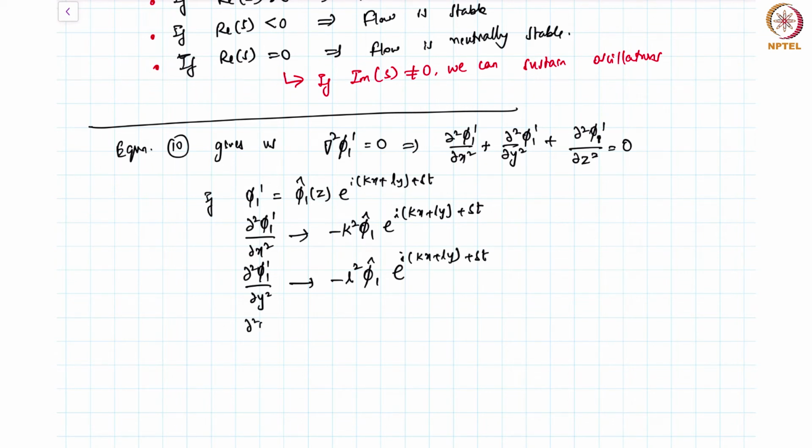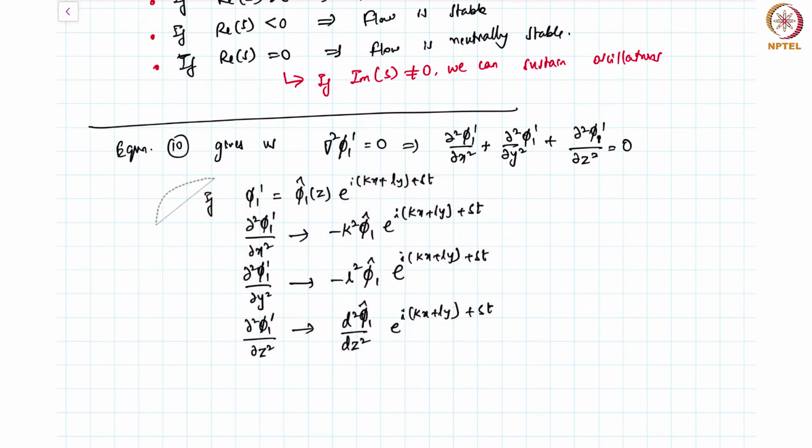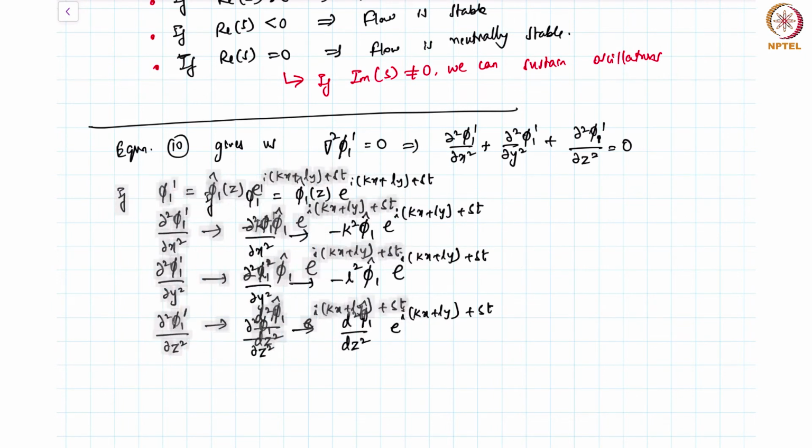And finally, del square phi 1 prime by del z square, for the perturbation, essentially gives me d square phi 1 hat by dz square, this is the total derivative, multiplied by the exponential of i(kx plus ly) plus st. This is what I have. So if I substitute all these three things into the Laplacian, let's move this aside a little bit so that we can do it right here itself.